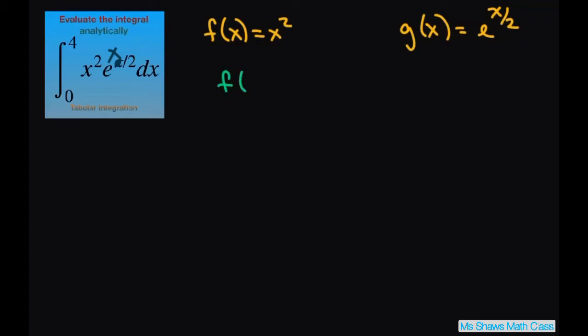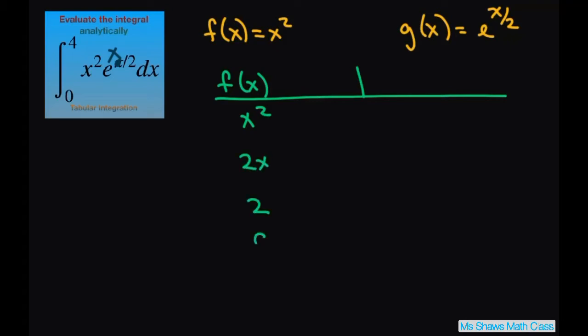tabular integration. We're going to let f of x equal x squared, and take all the derivatives, and g of x equal e to the power of x divided by 2, and do all the integrals. So for the derivatives, we have f of x. You just write down your x squared, and then the derivative of x squared is 2x, then 2, and then 0.